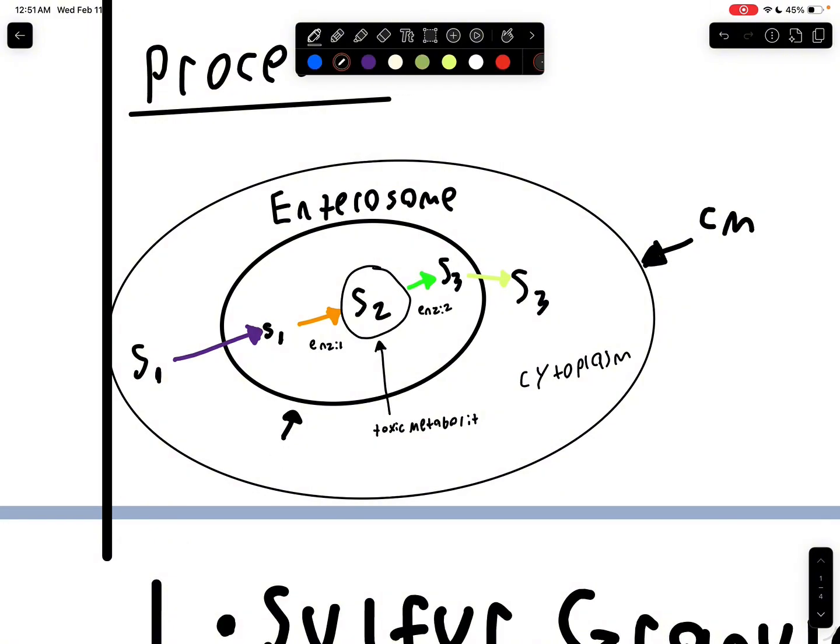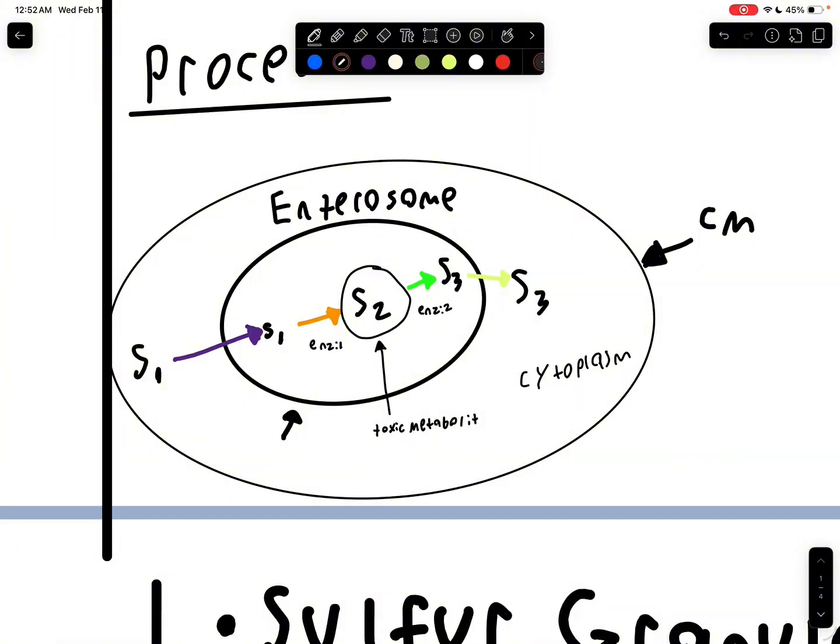And what it does is you have your substance 1 that can enter the enterosome just fine. And then you have an enzyme that turns substance 1 into substance 2, which is toxic to the cell. So if this were to come out, the cell would die. So we don't want that. And the protein shell will not allow it to leave, which is exactly what we want.